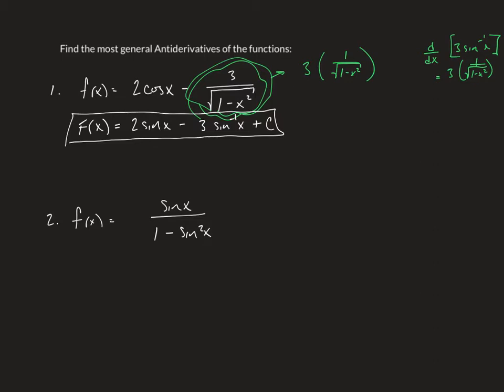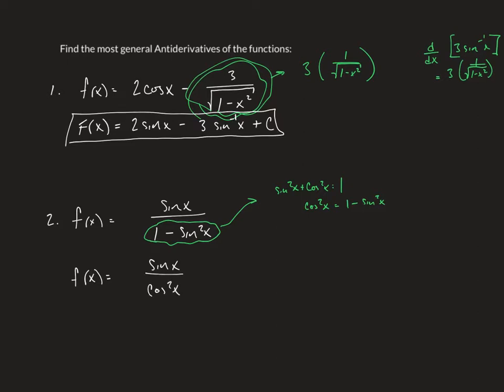All right, in the second example here, f of x is sine of x over 1 minus sine squared of x. And before we do anything, again, we're going to want to probably recognize one of our trig identities that says that sine squared of x plus cosine squared of x equals 1. And if that's true, then I can subtract sine squared of x from both sides here, and I'll get 1 minus sine squared of x. So what I'm going to do immediately is not take the antiderivative yet, but rewrite this as sine of x over cosine squared of x.